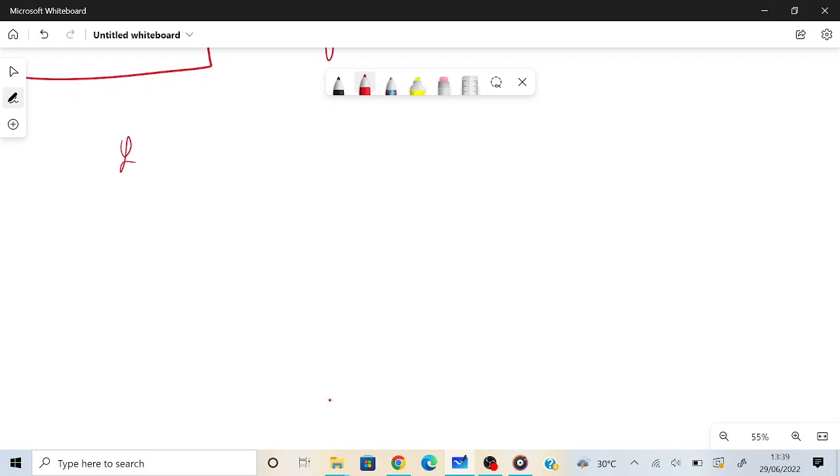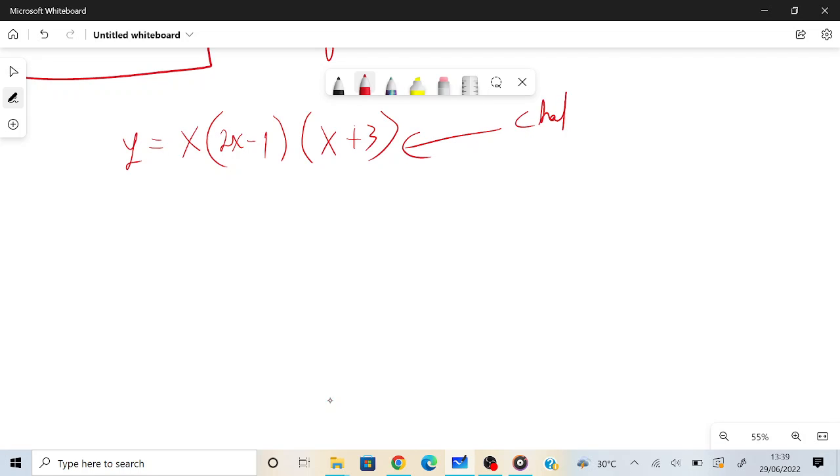I have y, let's write that again, y equals 2x into 2x minus 1 into x plus 3, and this is a challenge question. So please do pause the video and have a go at this by yourself, and then resume the video to see if you are correct. If you are incorrect, please take note of your mistake.